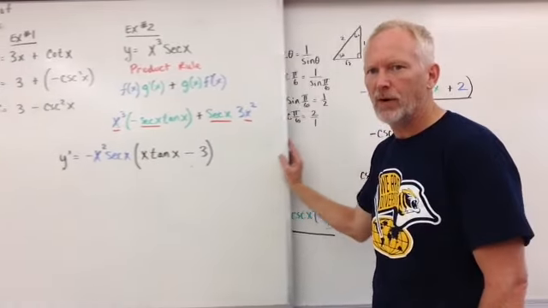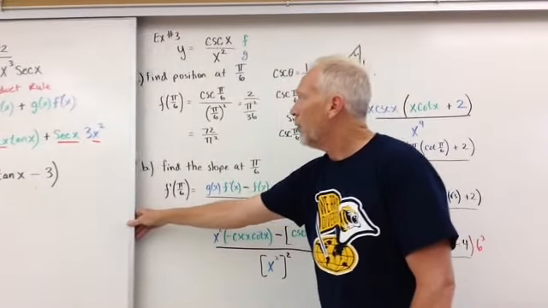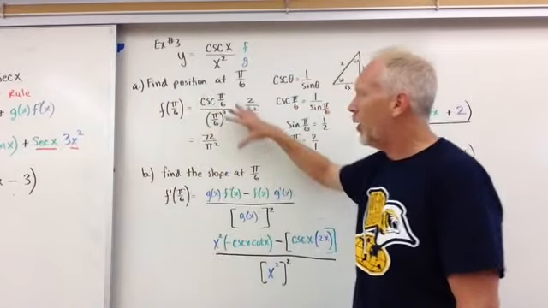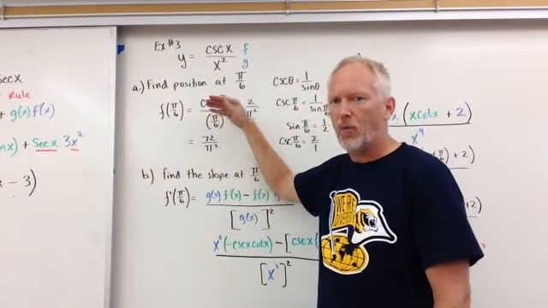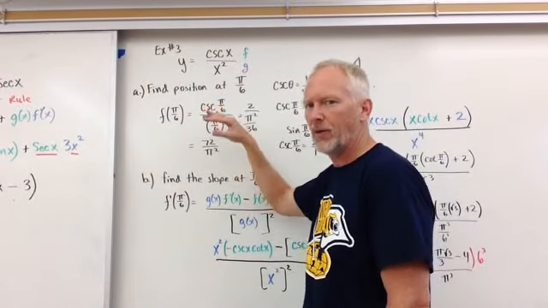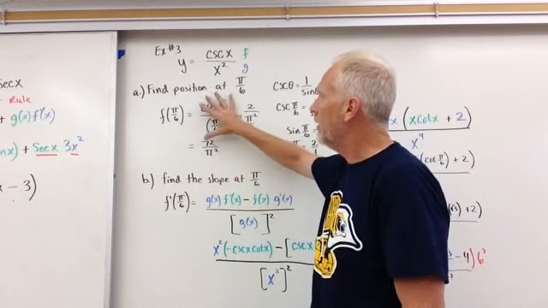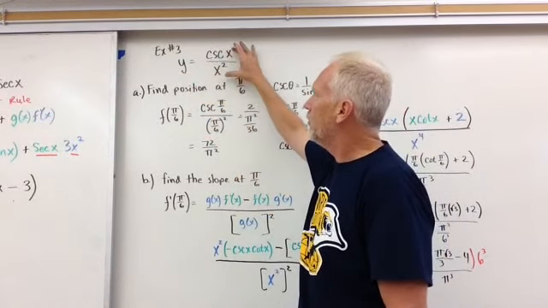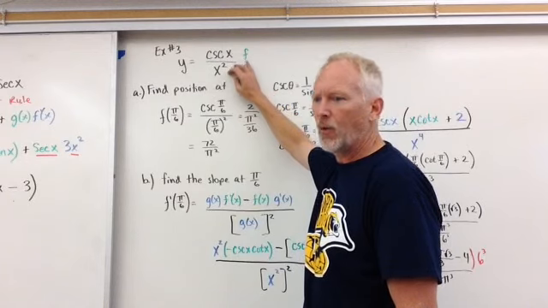All right, last one. A little bit more of a challenge. Hopefully you can follow this on the board. I'll try and walk you through it and keep everything else covered as much as possible when we can. So it says y is equal to cosecant x over x squared.